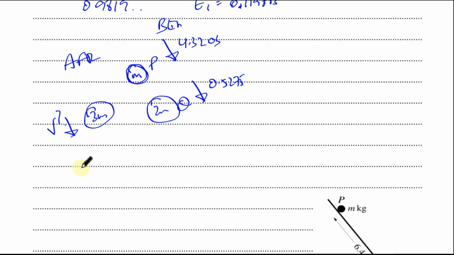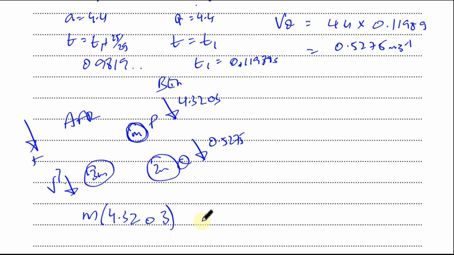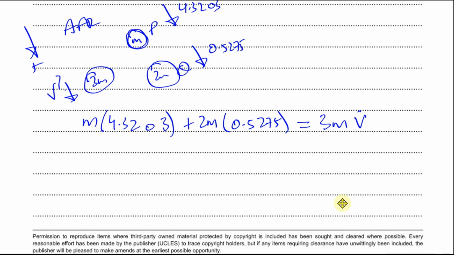So let's use conservation of momentum. Before, we have m times 4.3203, taking down as positive, plus 2m times 0.5275. Sorry about my bad handwriting here. That's equal to the total momentum after the collision, which is 3m, because they coalesce and become one particle, so their masses combine, times v, the velocity after the collision. Now the m's will all cancel out, so it's all of this divided by 3.